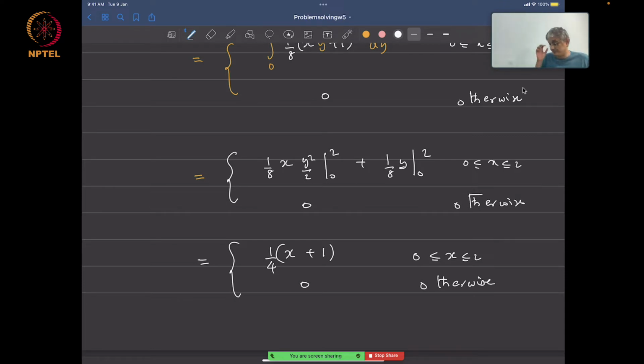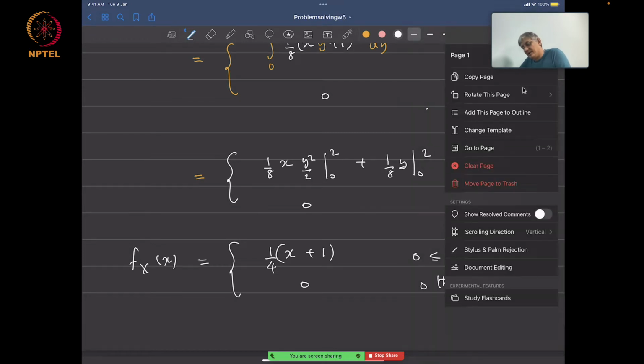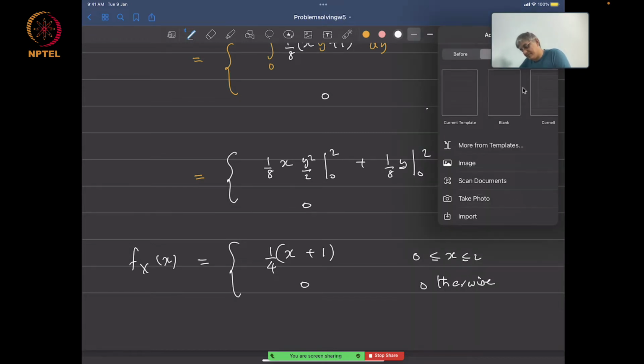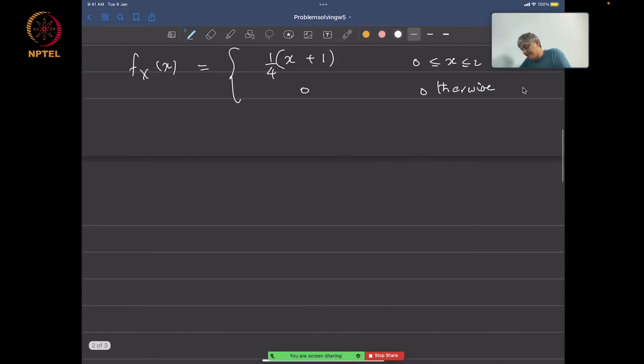Very good. So that's the marginal density of x. The question also asks us to find the marginal density of y, so let's try and do that also. There's a little trick to it, but let's do it by brute force first, and then come back and check the thing again. Let me add the same template across.